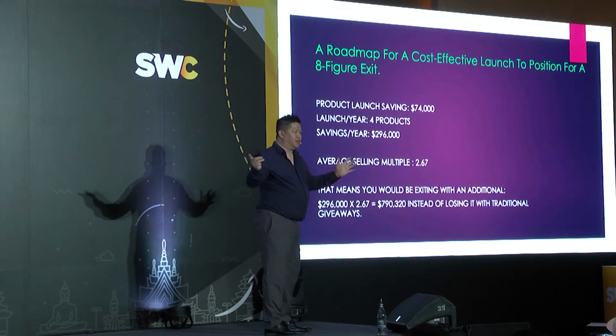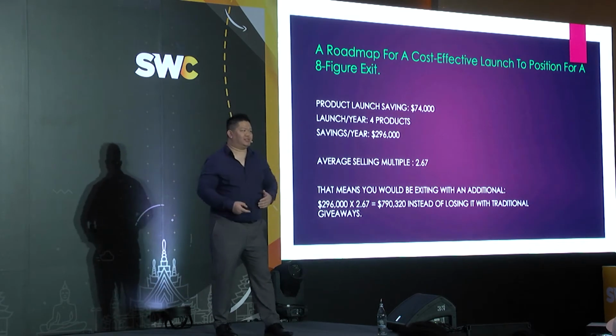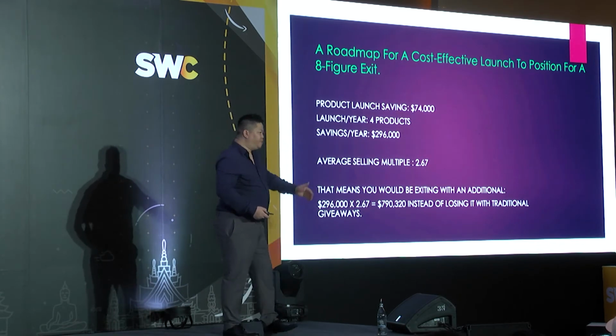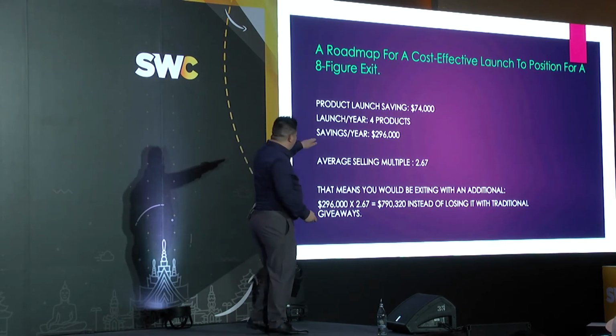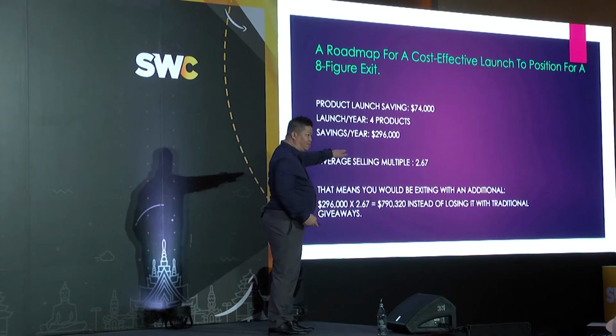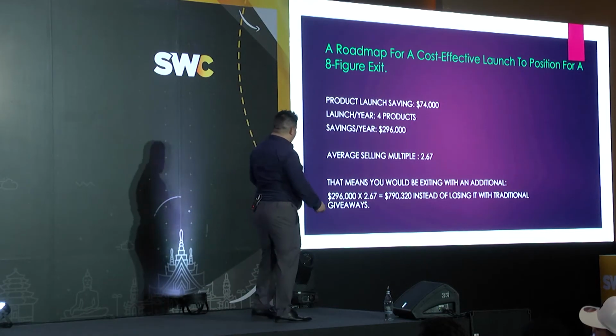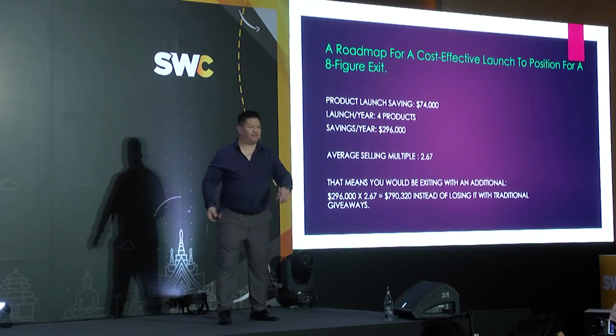You could do your math with your products later on. So an average selling multiple is 2.67. So if you do this every year, you're saving $296,000 times a 2.67 multiple. You could say you're exiting with another $800,000. $800,000. You guys understand this part? Probably Empire Flippers knows this stuff.